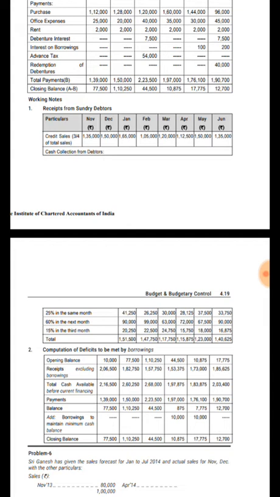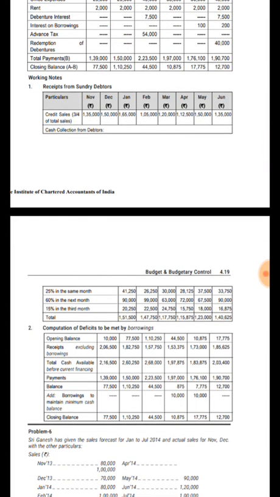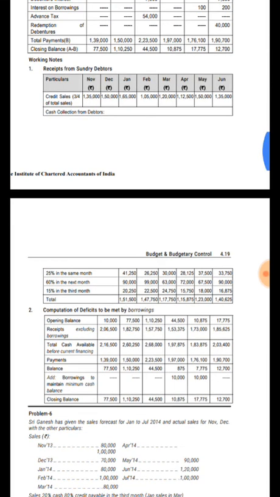25% in the same month, not relevant. Then 60% in the next month, December, not relevant. Then 15% is the next to next month, meaning the third month. So that is relevant. So that's what they have taken here. 15% in the third month, 20,250.